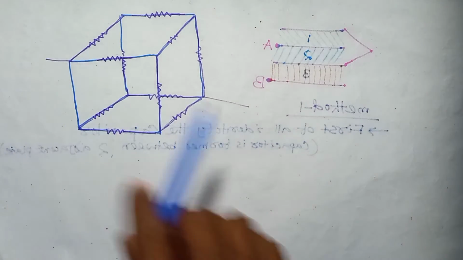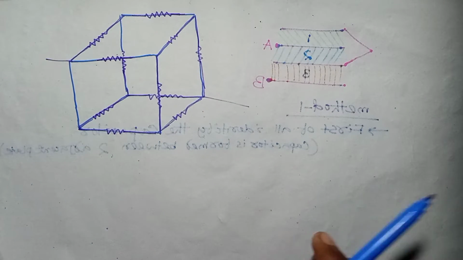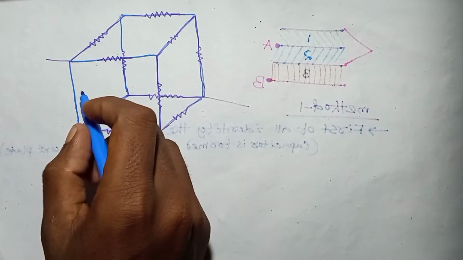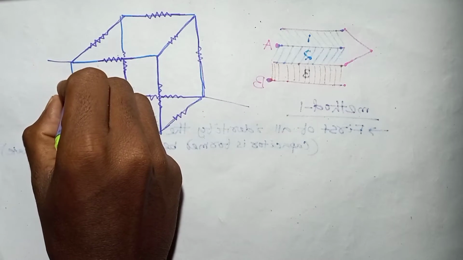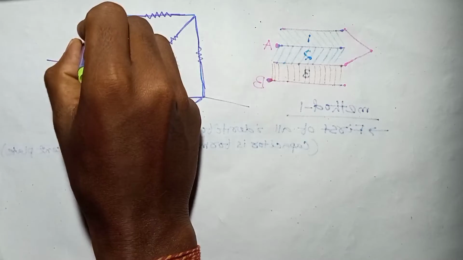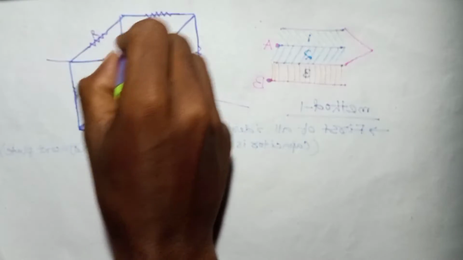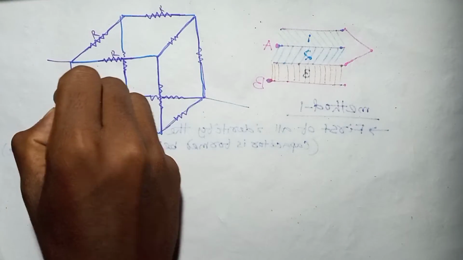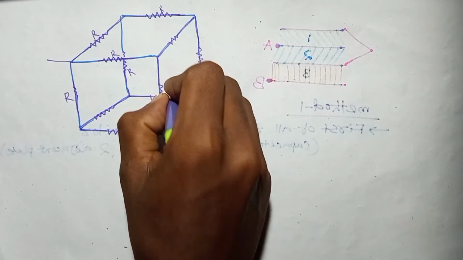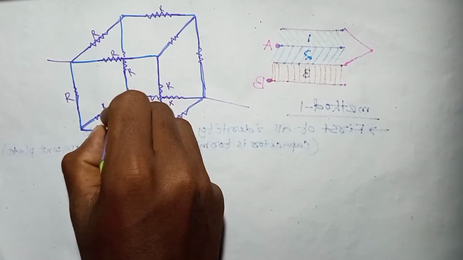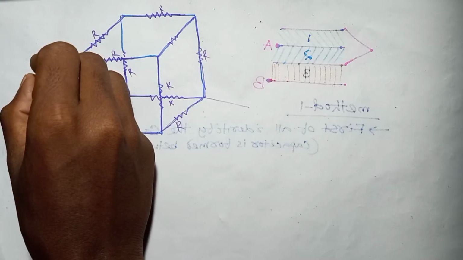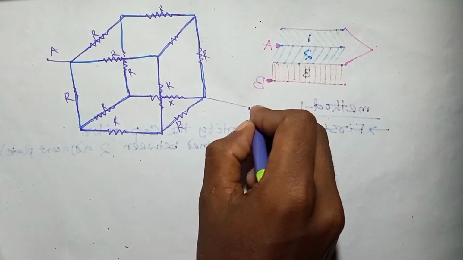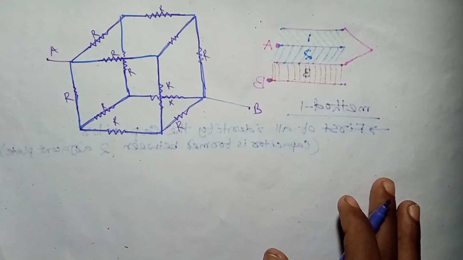So here it is a cube problem. The 12 sides of this cube each contain a resistance of equal value R. All have the equal resistance R. And we want to find the equivalent resistance between these two terminals A and B. Now how to solve this kind of question.